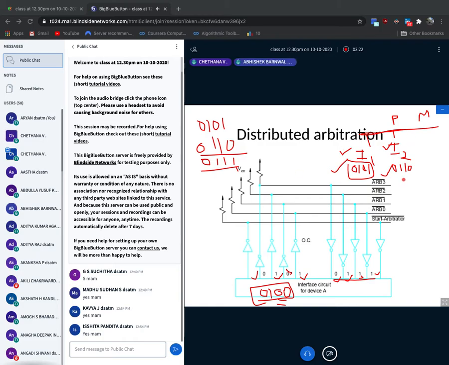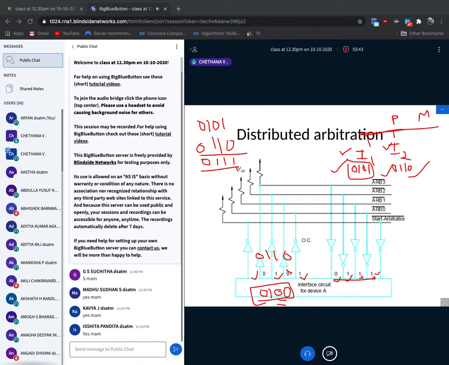Now take the second device. What's my second device? 0110. See here, 0110. So write it here, 0110. Now compare all the bits. Here is 0, here is 0. Next, here is 1, here is 1, same bit. Here is 1, again here is also 1, same bit.